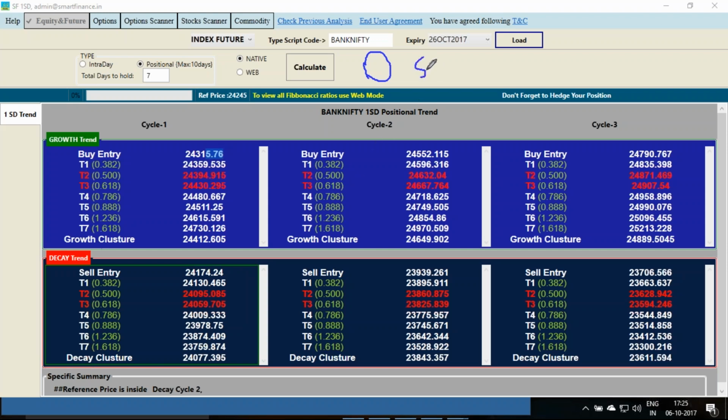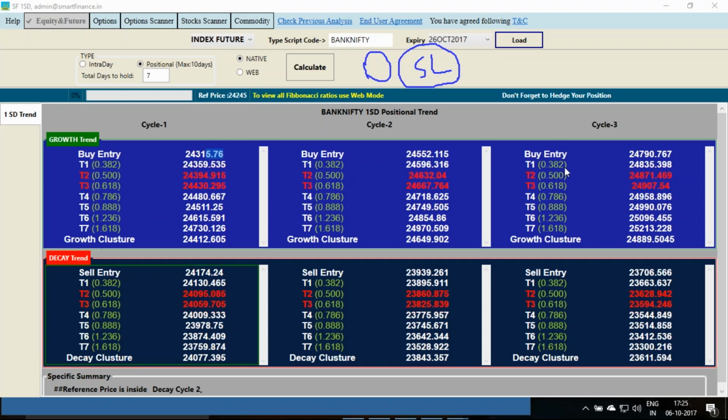Stop loss they follow, but the stop loss definition they never follow. They never accept that where the trend change happens, there only the stop loss point will be. That definition they never accept. Only they accept the word stop loss. So they never hedge.